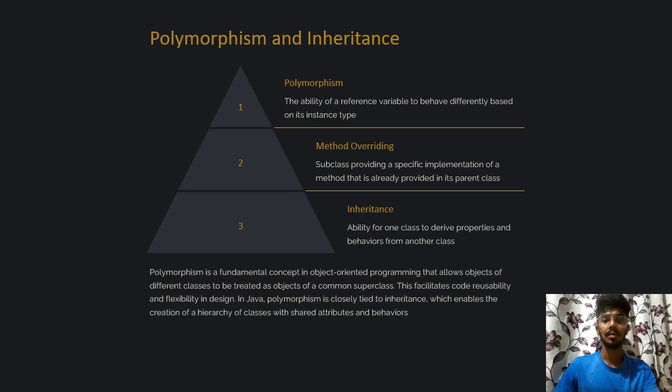Polymorphism: the ability of a reference variable to behave differently based on its instance type. Method overriding: a subclass providing a specific implementation of a method that is already provided in its parent class. Inheritance: the ability for one class to derive properties and behaviors from another class.